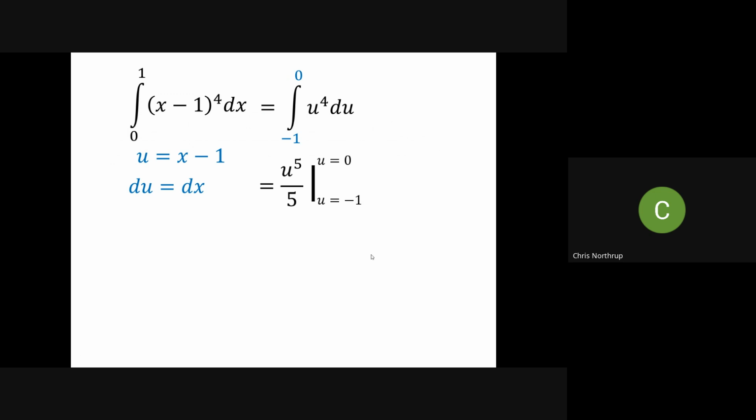So once I change those limits, now these things are equal to each other. And then I can use my power rule, and then I can evaluate it, the top limit minus the bottom limit, and then I get my answer. So that's essentially it for definite integrals with U substitution.